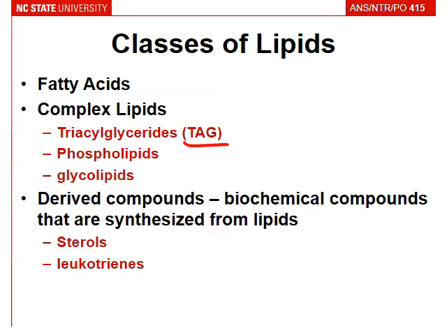We have phospholipids and glycolipids. We discussed glycolipids a little bit in the carbohydrate lectures. So glycolipids are lipids that are conjugated to a carbohydrate. And then we have these derived compounds, which are biochemical compounds that are synthesized from lipids, including sterols and leukotrienes. So our sterols include cholesterol, leukotrienes, and prostaglandins. Those are signaling molecules, and we will talk about those in a few minutes.